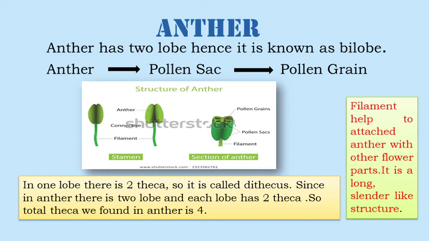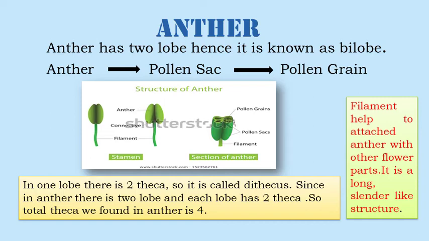Now see the diagram of the anther. Below the anther there is a stalk that is called a what? Filament-like structure. Yes or no? It's a slender thread-like object or fiber, and in one lobe there are two theca. Okay, two theca. So it is called what?